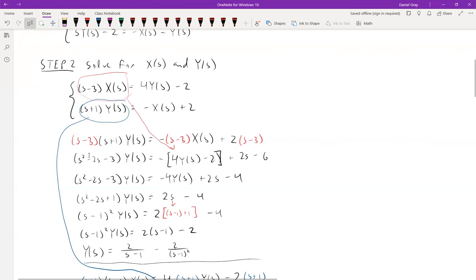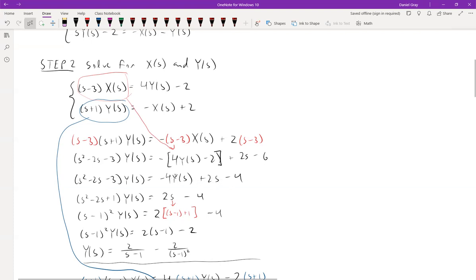Everywhere else, I just use a little bit of algebra, right? I FOIL this out, I distribute this over here. Okay. And then now I can go ahead and distribute this minus sign. And when I do that, I get a plus 2 over here. So minus 6 plus 2 is minus 4. Okay. So I have s squared minus 2s minus 3 times big Y(s) equals negative 4Y(s) plus 2s minus 4.